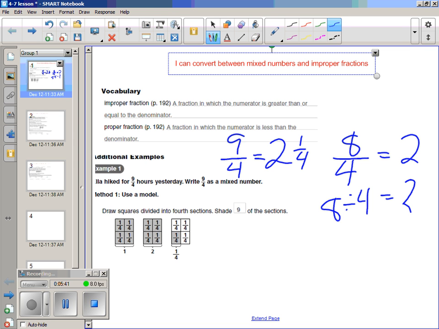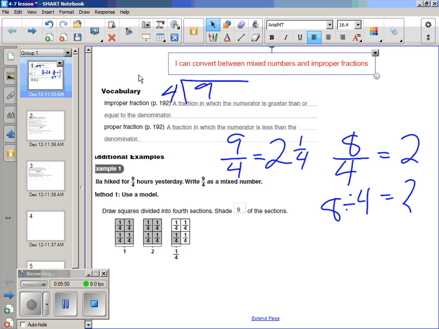Now, I want everybody to try this problem right now. And we're just going to run a little experiment. I want you to do this problem right here. I want you to do that problem.